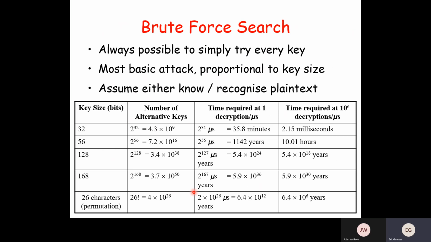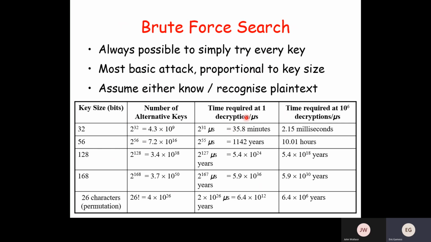So here we have some example. Let's say that I use a key of 32 bits. If I use a key of 32 bits, we have 2 to the power of 32 different keys. So as you can see, we have 4.3 times 10 to the 9 keys. That's a lot, 4.3 billion keys, isn't it?